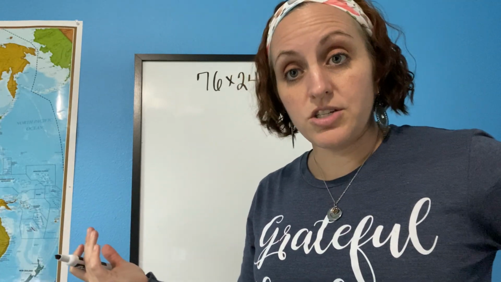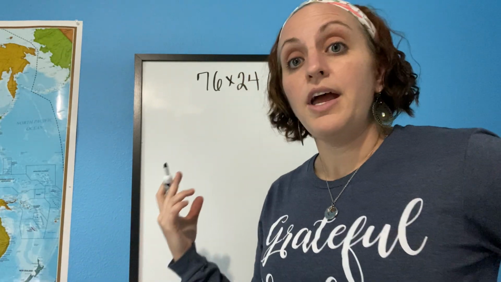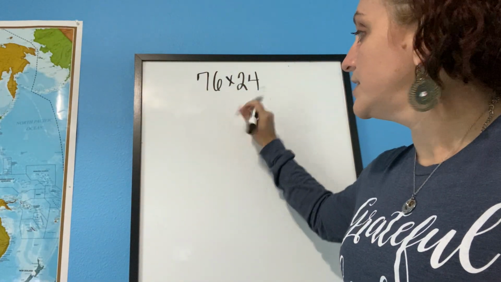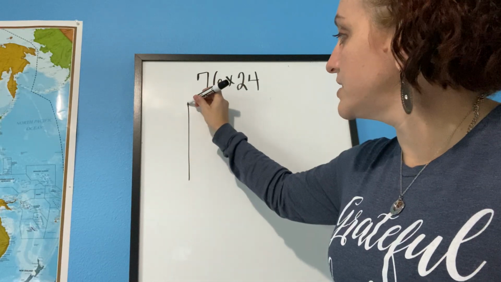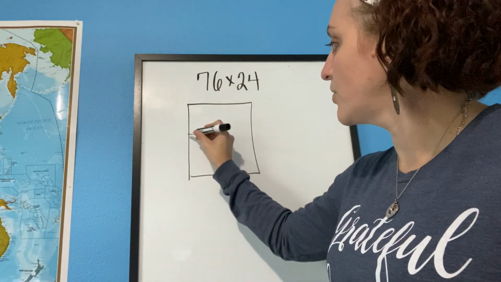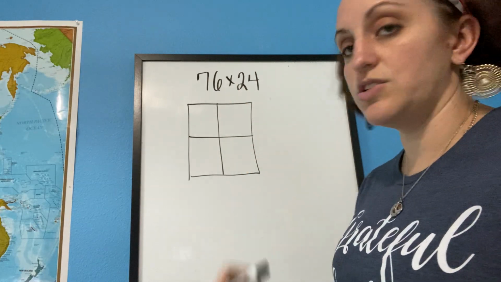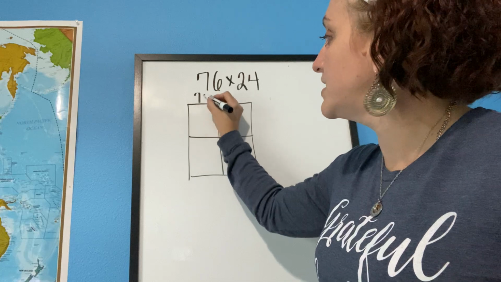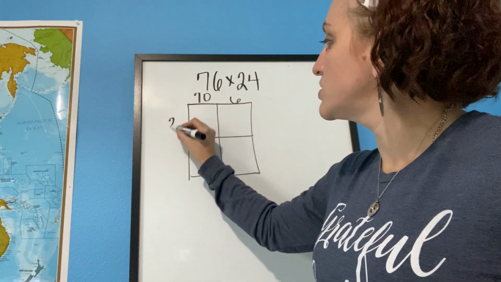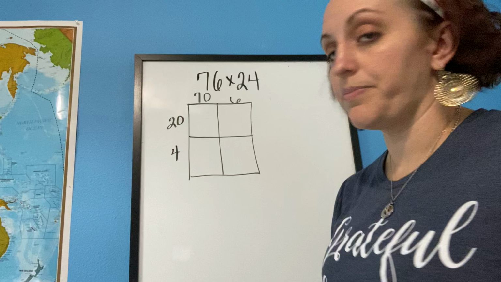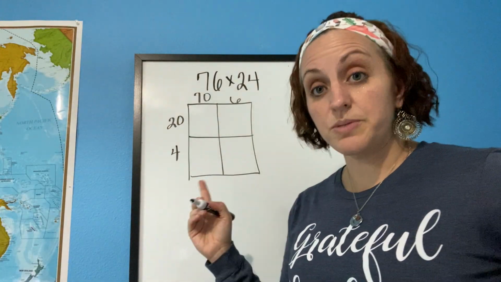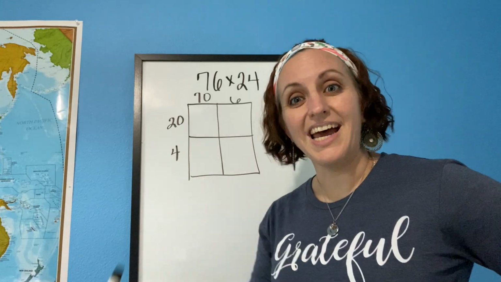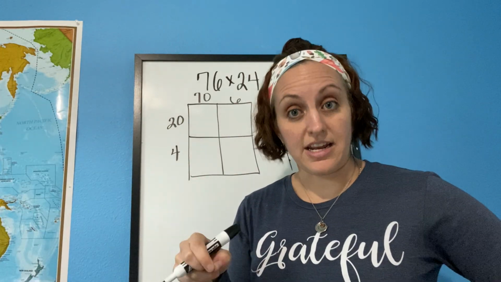What I'm going to do with this strategy is draw a box. How big does my box need to be? Well, I have 2 digits here and 2 digits here, so my box needs to be 2 spaces across and 2 spaces down, because I'm going to split these into their place value. 76 and 24. Then I'm going to use multiplication to multiply into each of these boxes. I'm going to find 4 partial products and then add those together to get the answer.